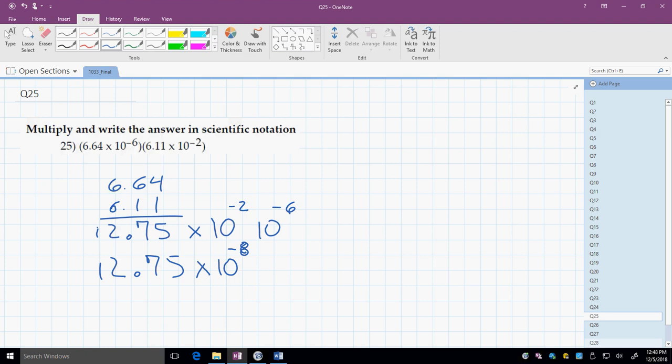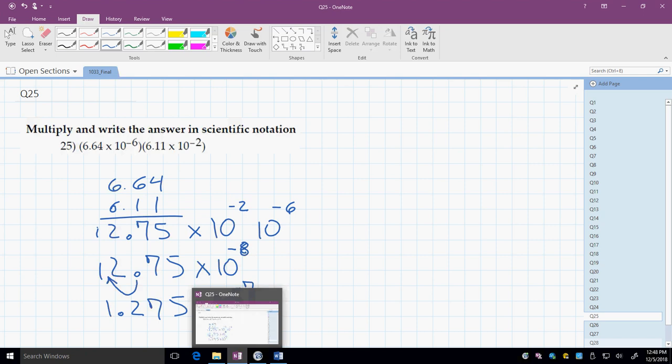But when we're doing scientific notation, we must have our decimal between 1 and 9, and this is 12. That means I have to move my decimal 1 place to the left. So now I'm going to have 1.275 times 10 to the... Because I moved it 1 to the left, the exponent goes up by 1. Questions on this one?